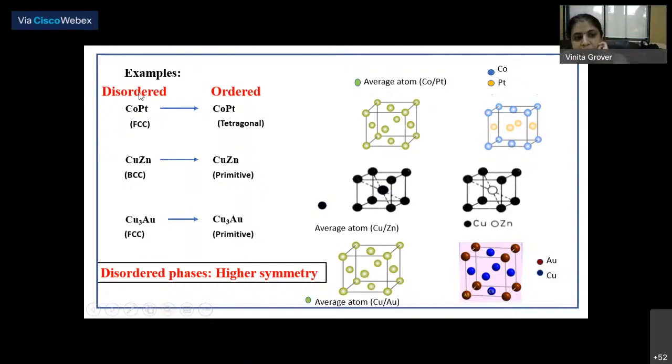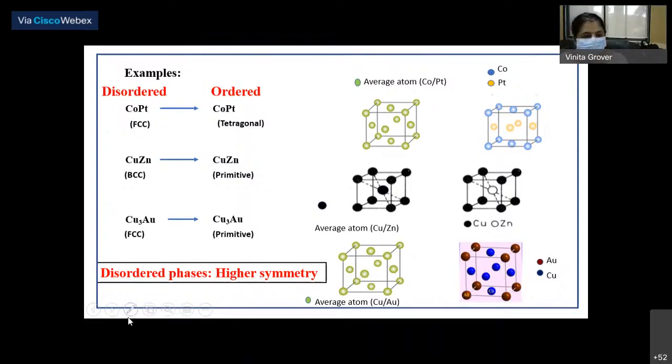Now, that means the disordered phase, FCC, is more symmetric than primitive. Body centered is more symmetric than primitive. That means your disordered phase has higher symmetry, and the disordered phase will occur at higher temperature. And how will you study your order-disorder phase transition? If I give you these two materials, I arrest it at low temperature and I ask you to record the XRD.